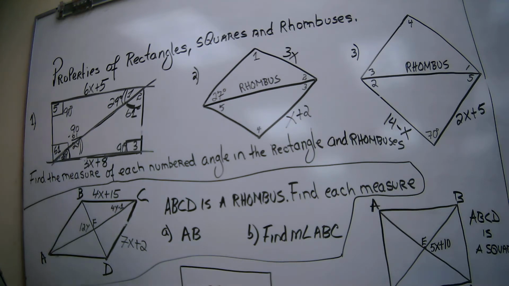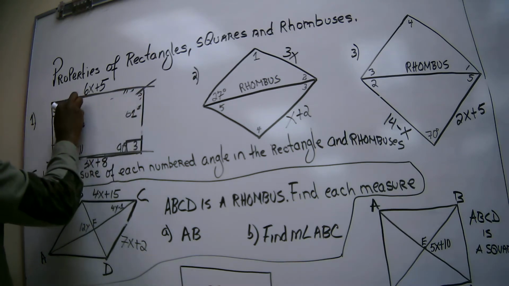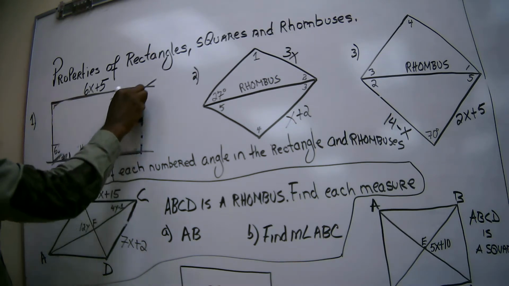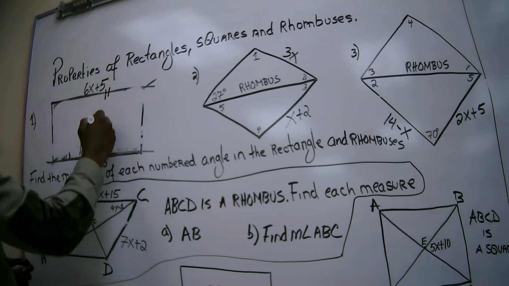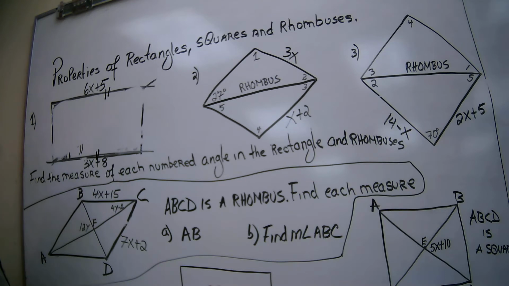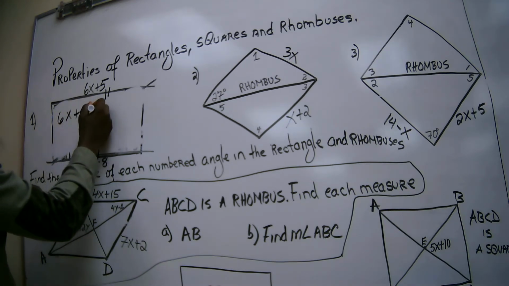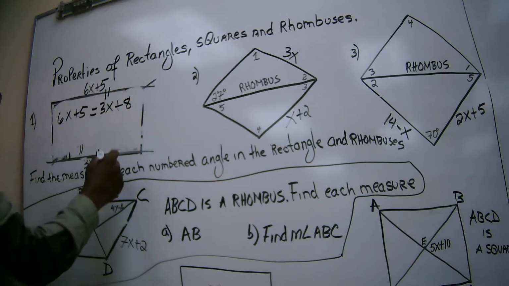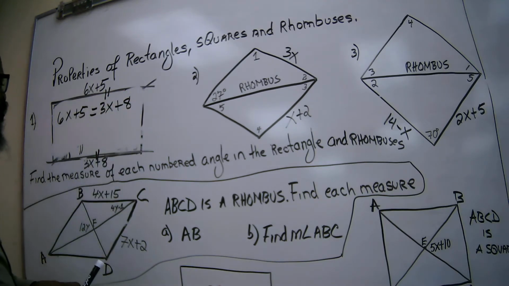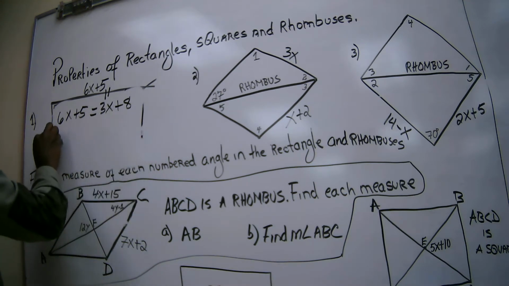Alright, the next step is to solve for x. In order to solve for x, you have to know that in a rectangle, opposite sides are congruent. This side is congruent to that side. Therefore, the equation will be 6x plus 5 is equal to 3x plus 8. This will give you x. Then we get all of the information that we need. We don't need the drawing anymore.